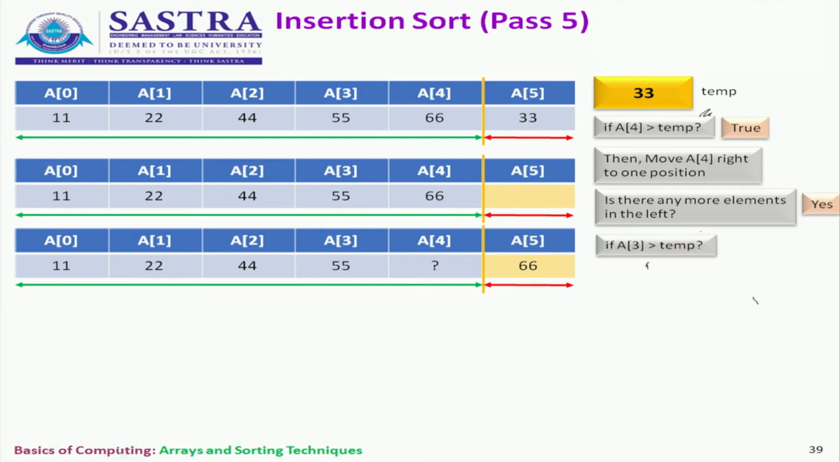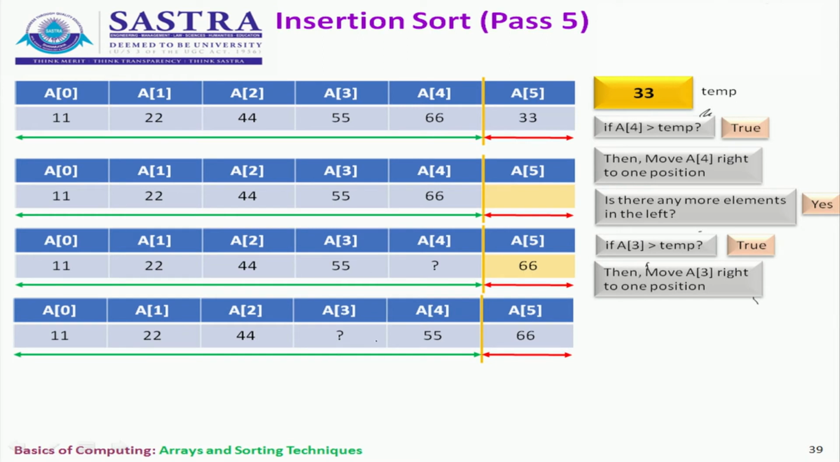It is true. So A of 3 has to be compared with temp. A of 3 is 55, your temporary variable is 33. So again A of 3 is greater than the temporary variable. When it is greater, you have to move this A of 3 one step right. So when we do so, you will get this as a result. So A of 3 is a question mark because we had moved that 55 to the A of 4 position.